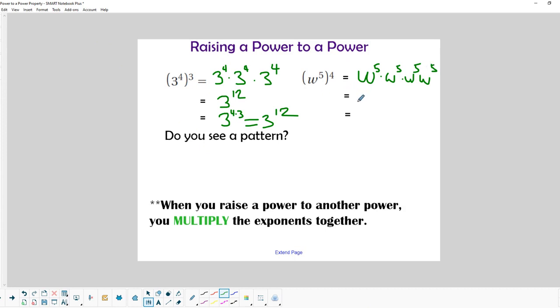So then when we add all the exponents together, w to the 5 plus 5 plus 5 plus that last 5, we end up with w to the 20th power, which is the same as w to the 5 times 4 power. So when you raise a power to another power, you multiply the exponents together.